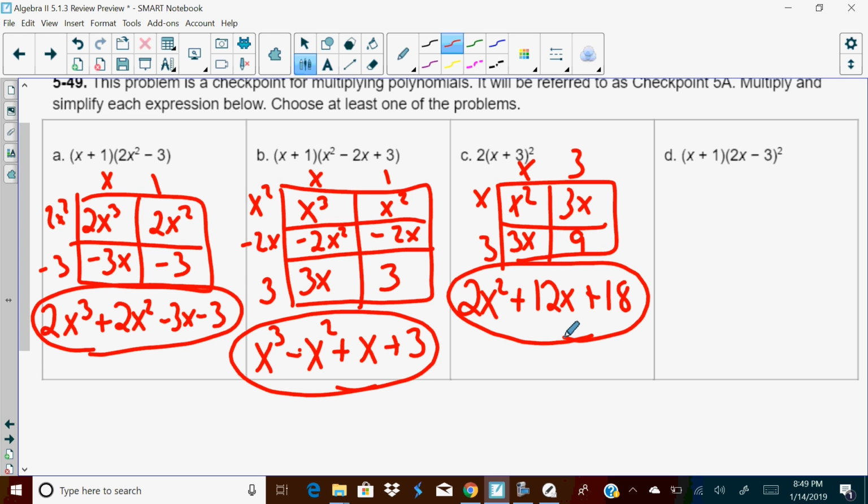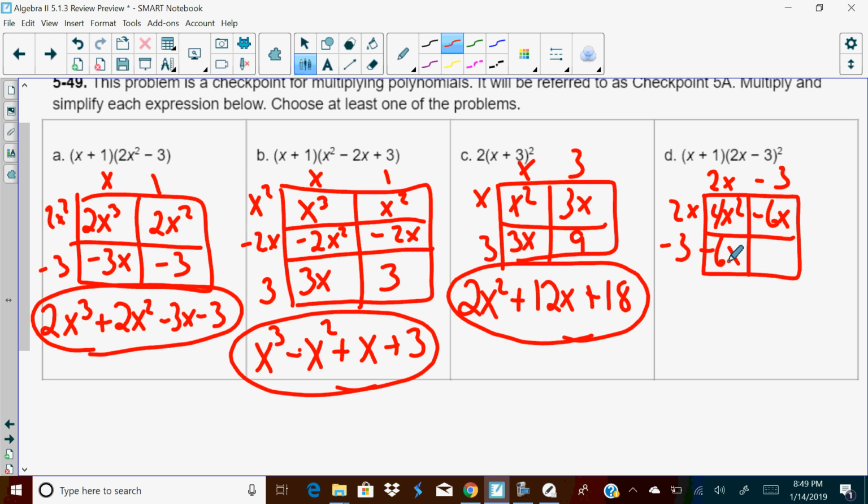And then D, first I can do it with 2 generic rectangles. First I have to do 2x minus 3 times 2x minus 3. So I'm going to get 4x squared minus 12x plus 9.